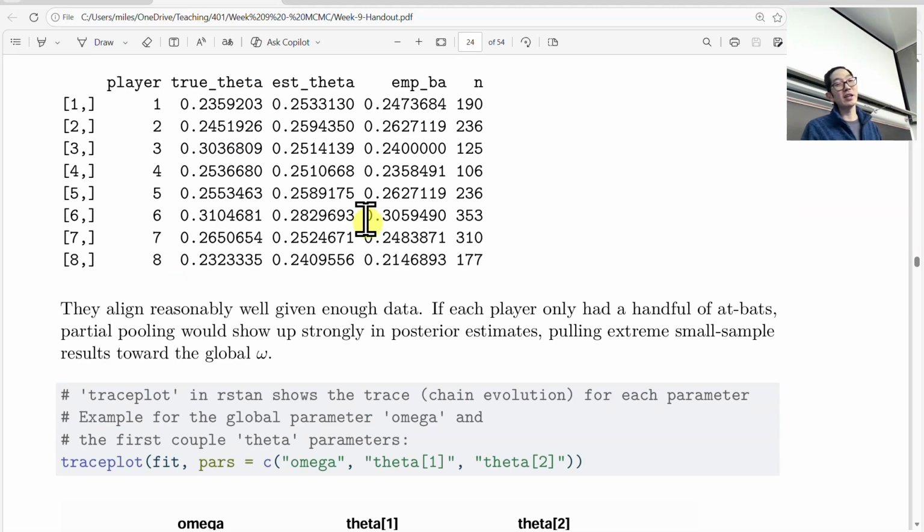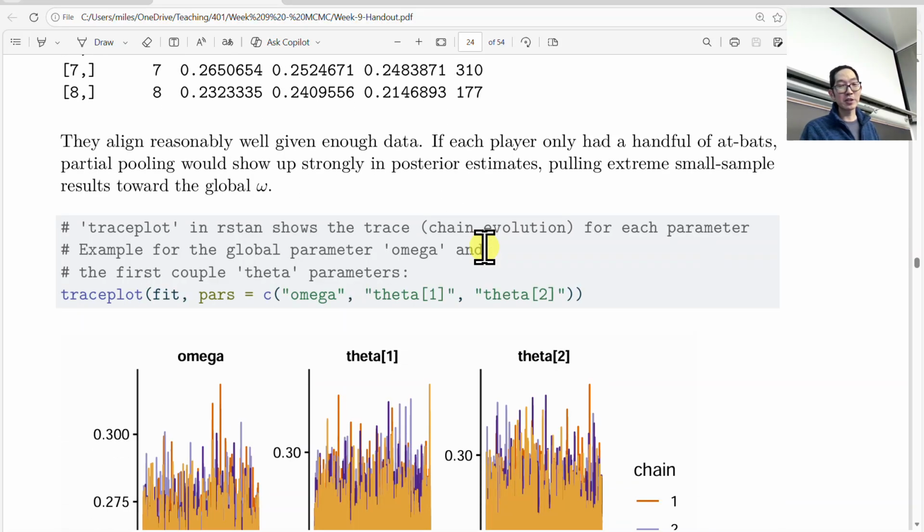And then the ones that have more observations, theirs will be a little bit closer to their empirical batting average. That is basically what we get. Okay, you can also create a few plots.